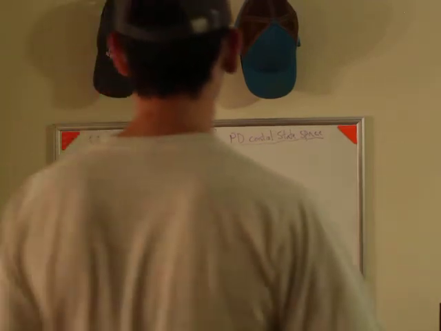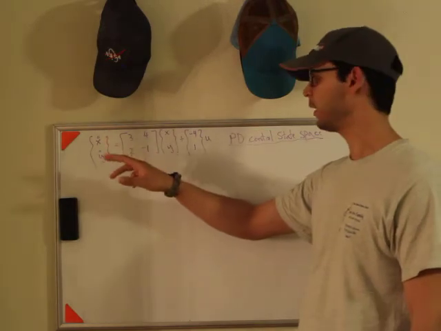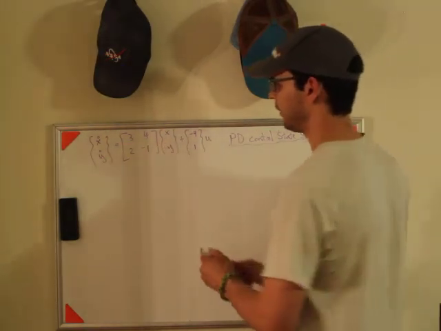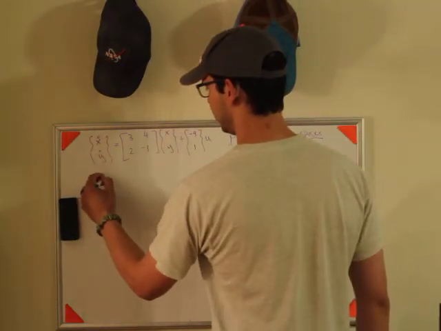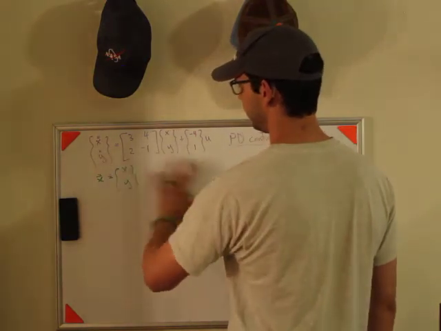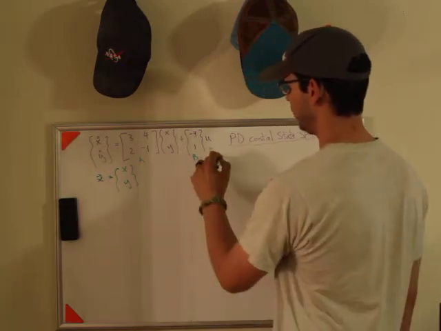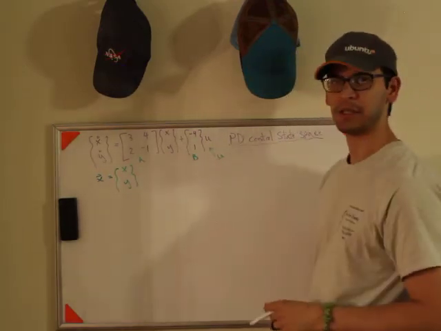All right, let's say you have a state space system like this. You have two states, x and y, and that is your state vector. So your state vector x is x and y, and it's got derivatives like this. This is your A matrix, this is your B matrix. You have one control input, u. And I want to apply PD control.